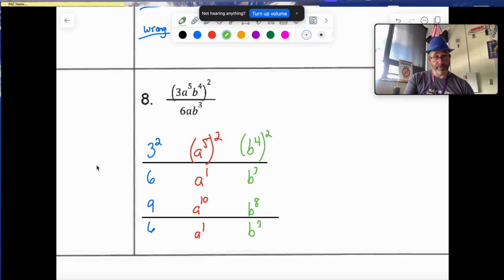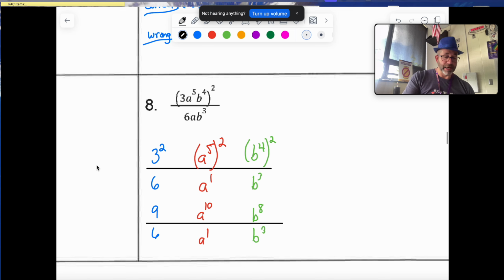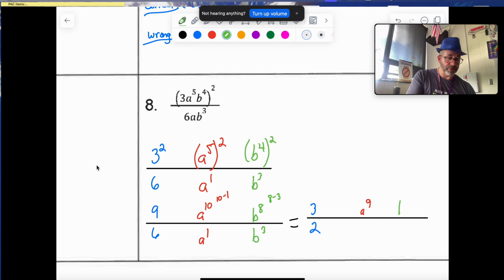Okay, so we distributed, we're almost there. Now let's go ahead and simplify these. Okay, 9 over 6, you can throw it in the calculator, is going to give us a 3 over 2. With the 10 and the 1, 10 minus 1 means that we're going to end up with a 9. And with the B's, we've got 8 minus 3, which is going to leave us with a 5. That's it. That's the entire problem.